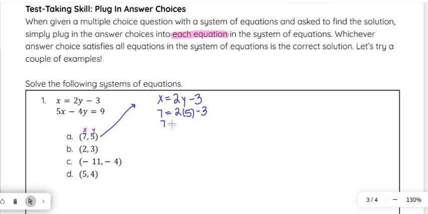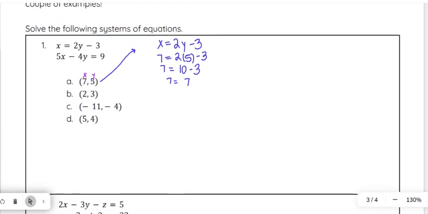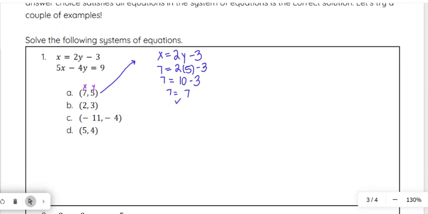So we plug those in, and then we just simplify the left and simplify the right. No moving things around, no inverse operations: 7 is on the left, and then 2 times 5 is 10, minus 3 on the right side. 10 minus 3 is 7, so we end up with 7 equals 7. That is a true statement, which means 7, 5 does work for the first equation. Now we need to see if it also works for the second equation.